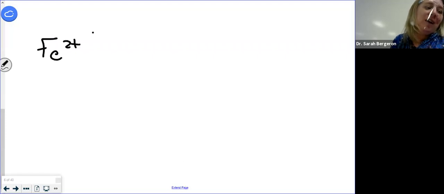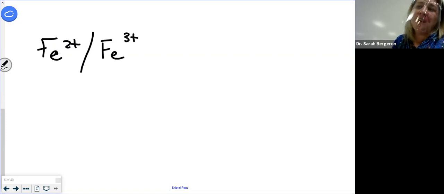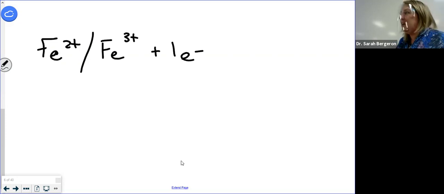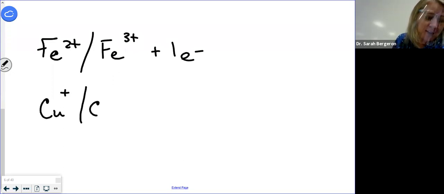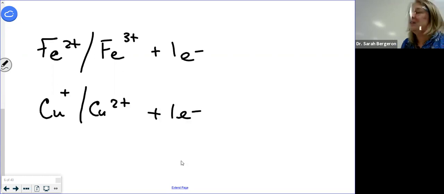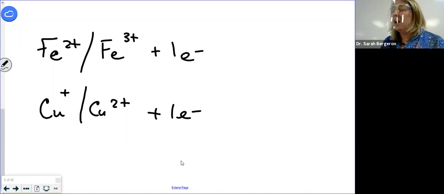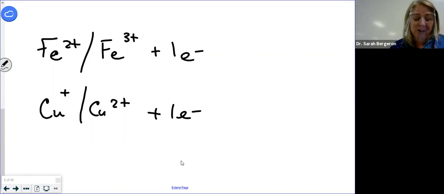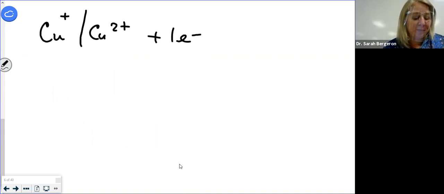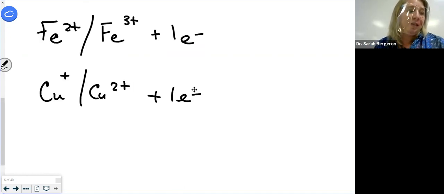Okay, so you always have pairs. So if you had Fe2+, what's your pair? Fe3+, and then we're going to also have one electron. But do electrons exist like that? No, they don't. So usually what happens is you have a pair. So let's say copper is our other pair. So I have Cu+ and Cu2+ plus one electron. Can I pair these two up and make one reaction that is going to give me an oxidation reduction reaction? Absolutely. And this is how it works.